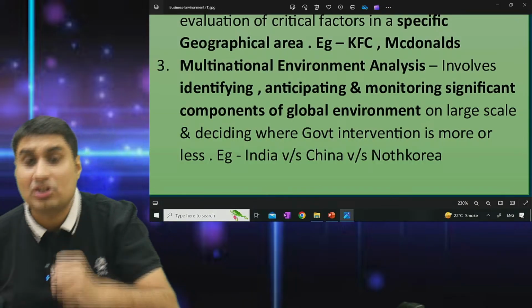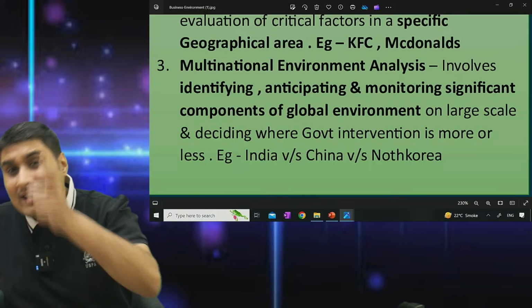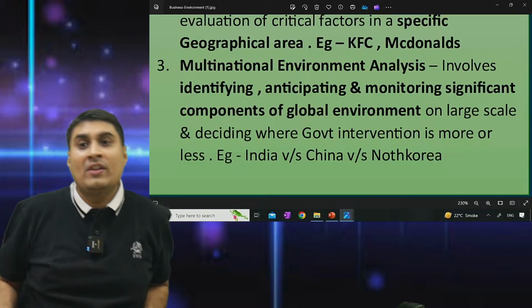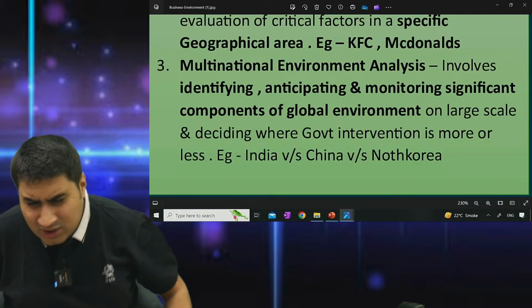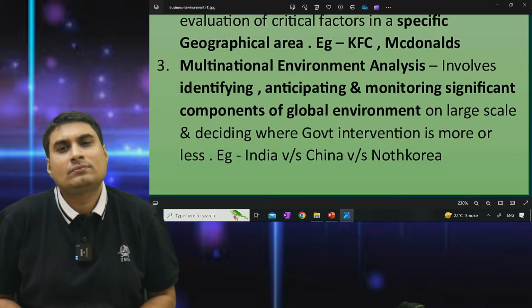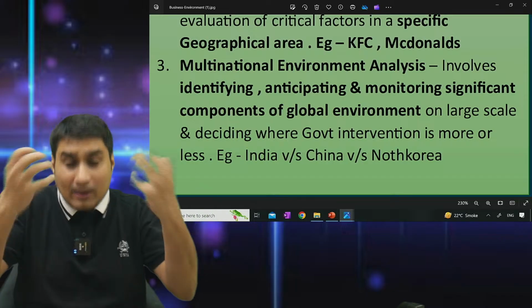Where government intervention is more, where it is less. India, China, North Korea. North Korea I cannot go at all. China, if I go, I have to listen to them. India is the only place where population is there and where you can go. Multinational. That is why companies are coming here.